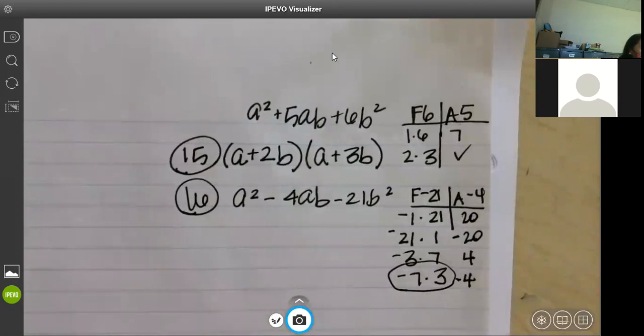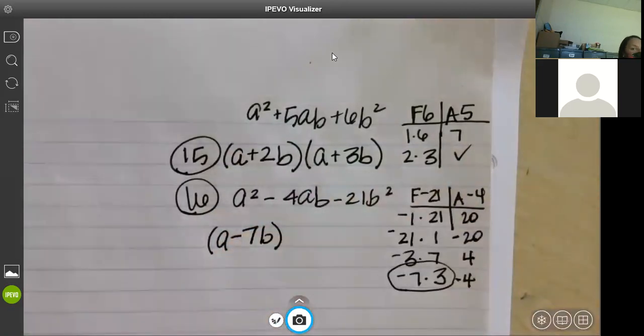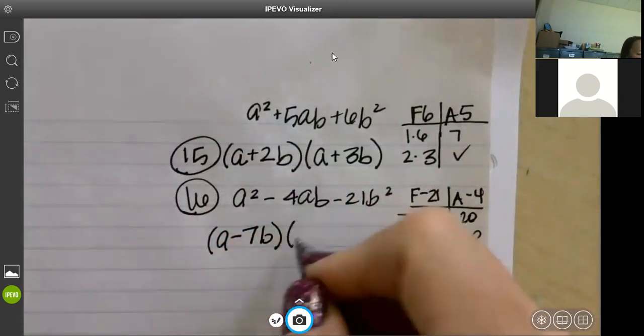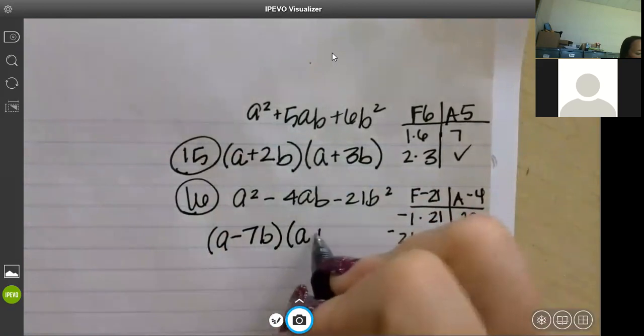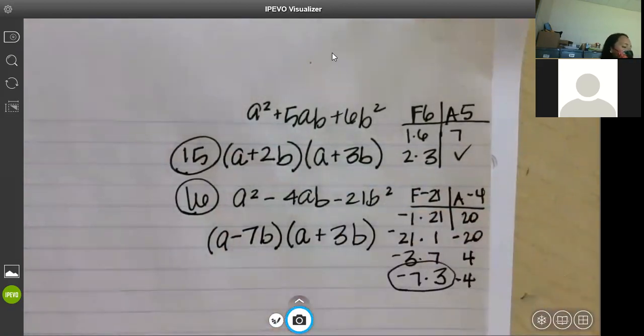So how do we write it? Our first variable was an A. One factor was a negative 7, and we throw a B on the end. That's it. Your first variable is an A. We have a positive 3 for our factor. We throw a B on the end.